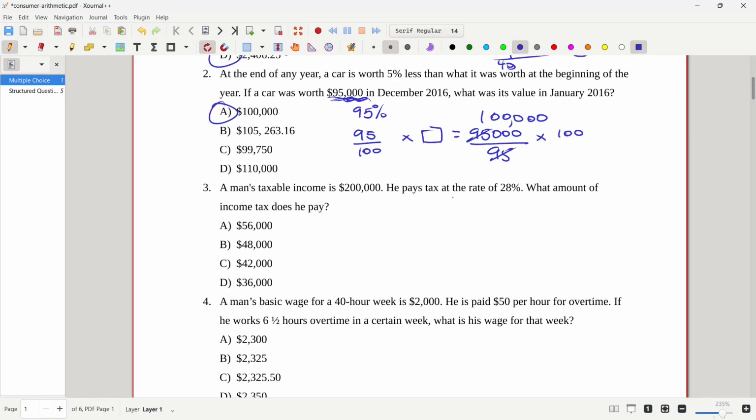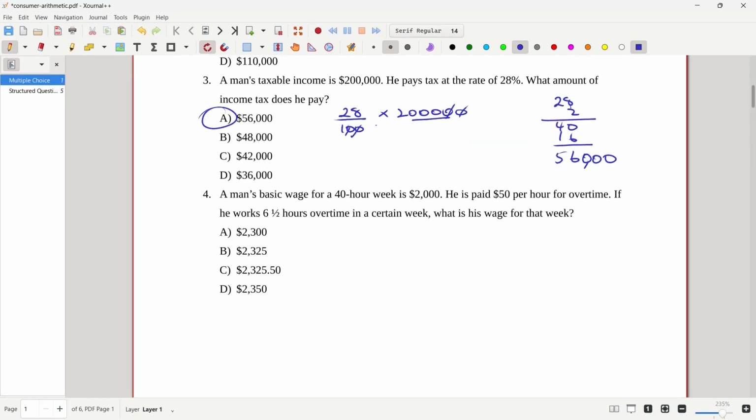A man's taxable income is 200,000. He pays a tax at a rate of 28%. What amount of income tax does he pay? So we want to see the amount he pays in taxes, which is 28% of 200,000. 1, 2, 1, 2, and then we have 28 by 2, which is 4 with a 0, and then 8 2s are 16, which is 56, and then we put in the 3 zeros here, meaning 1, 2, 3, and we get 56,000. This is how much he pays in tax.